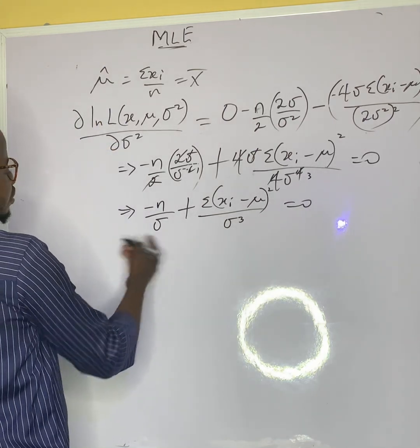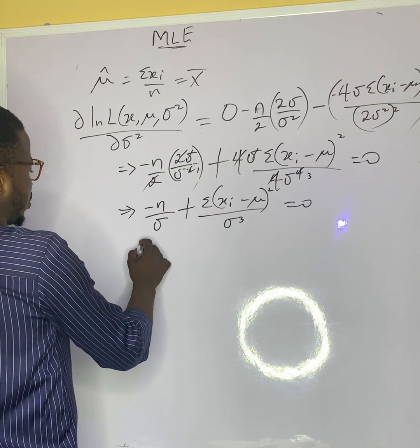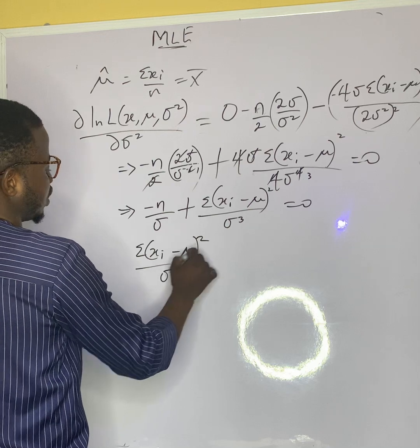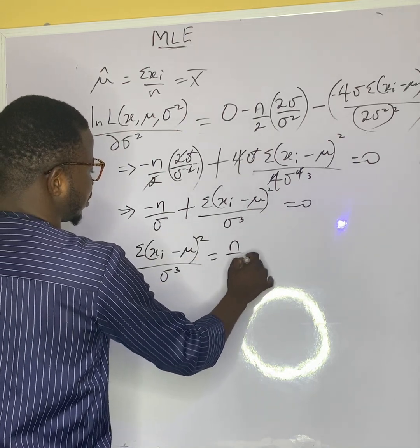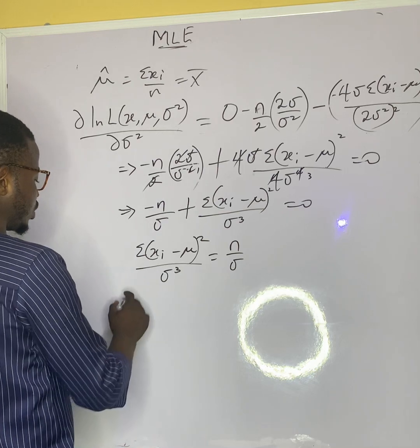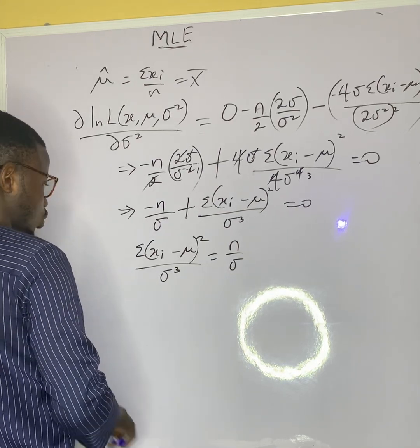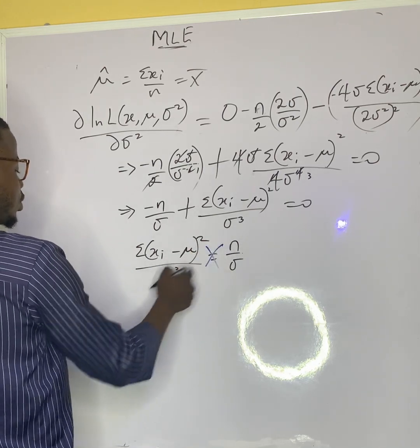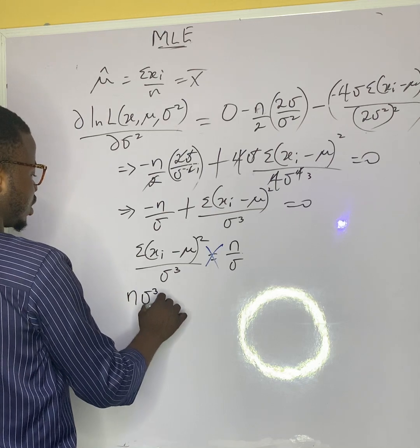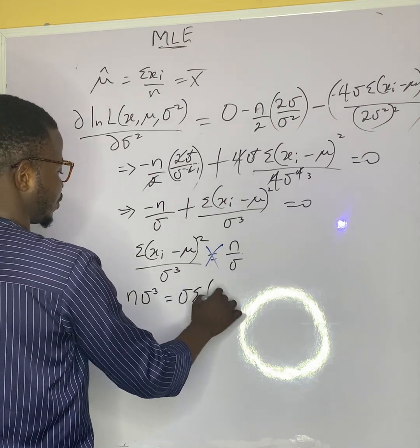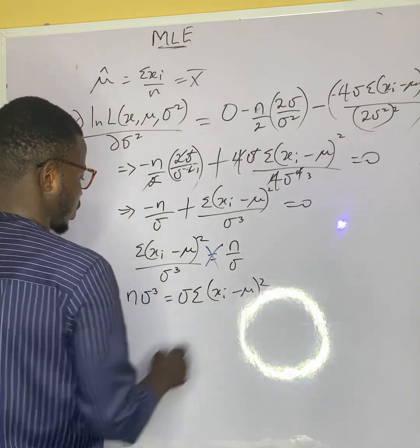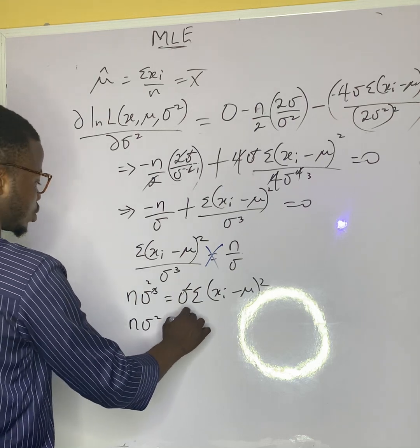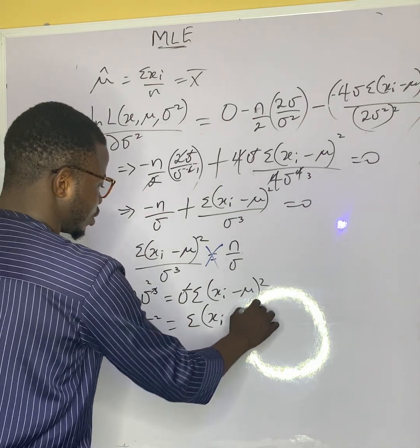So from here, we are going to have summation xi minus mu all squared over sigma cube equal to, taking this one to the other side, n over sigma. So we cross multiply from here. When you cross multiply, this one will multiply this and this will multiply this. We're going to have n sigma cube equals sigma times the summation of xi minus mu all squared. So this sigma will cancel one sigma, we have 2 left. So we have n sigma square equals summation xi minus mu all squared.